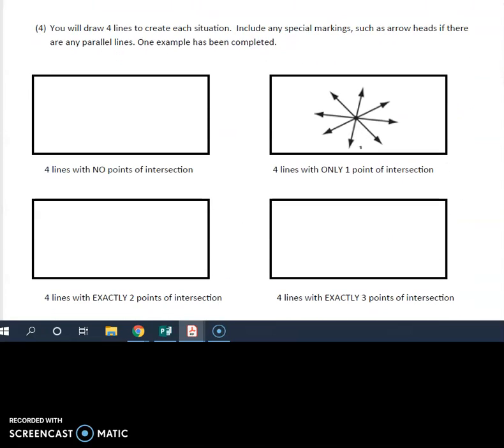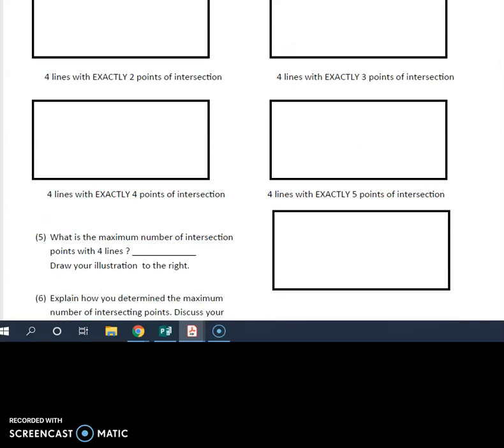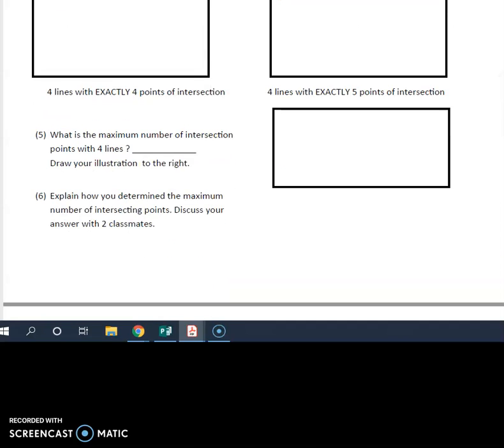In this problem, what I'm asking is for you to take a ruler and see if you can come up with a drawing using 4 lines that will give you the correct number of points of intersection. So the first one, 4 lines with no points of intersection. This one has 1 point of intersection, so all 4 lines are meeting in one place. Then 2 points, 3, 4, and 5.